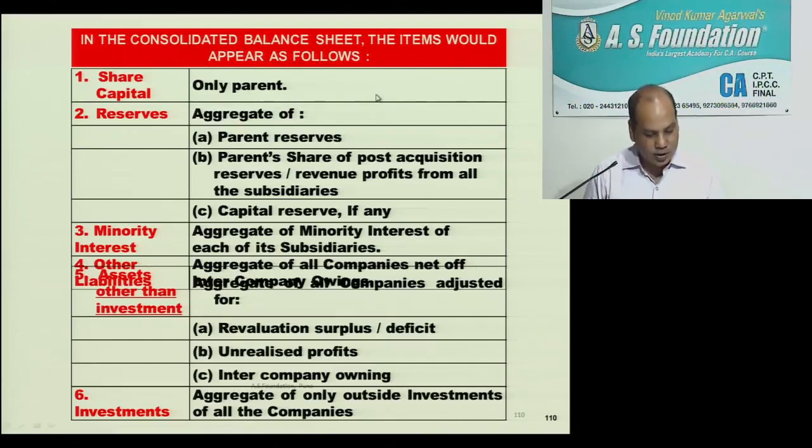Come to asset side. Asset side other than investment, you will add aggregate of all companies. Take total of holding and subsidiary in your books, read it properly. Then make adjustment for revaluation gain or loss. Yesterday you have done. Make adjustment for unrealized profit. Today you have done. Make adjustment for intercompany owing. And what about investment? Investment will appear only with respect to outside investment, not intergroup investment. Intergroup investment will cancel. Okay.